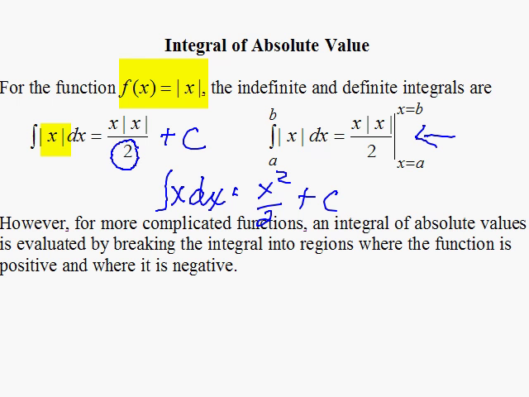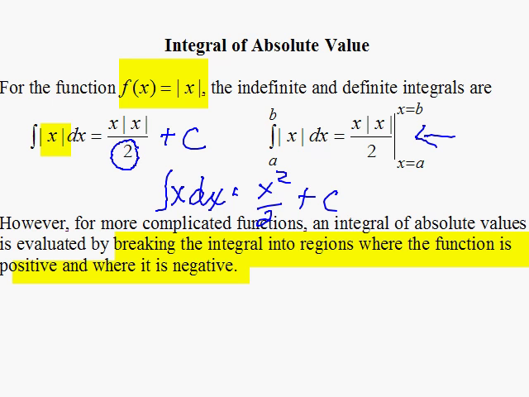What you have to do is look at the functions. Look at f minus g, and you take that integral and you break it up. Let me get my highlighter here. You break it up into several integrals based on regions where the function, or the difference of the function, is positive and where it's negative. Okay, so that's how you take the absolute value of a complicated function.